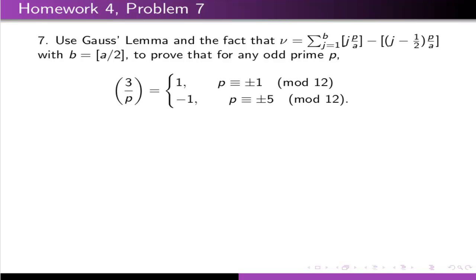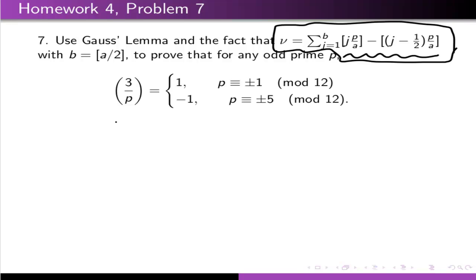Problem 7. Use Gauss's lemma to calculate the value of the Legendre symbol 3 over p. So in the lecture notes we did 2 over p, and we proved this fact here, that the value nu coming up in Gauss's lemma is the sum of these greatest integer differences. So in this problem, I just want you to use this formula we derived in the proof of quadratic reciprocity to directly calculate 3 over p. And is there anything more you need to know?